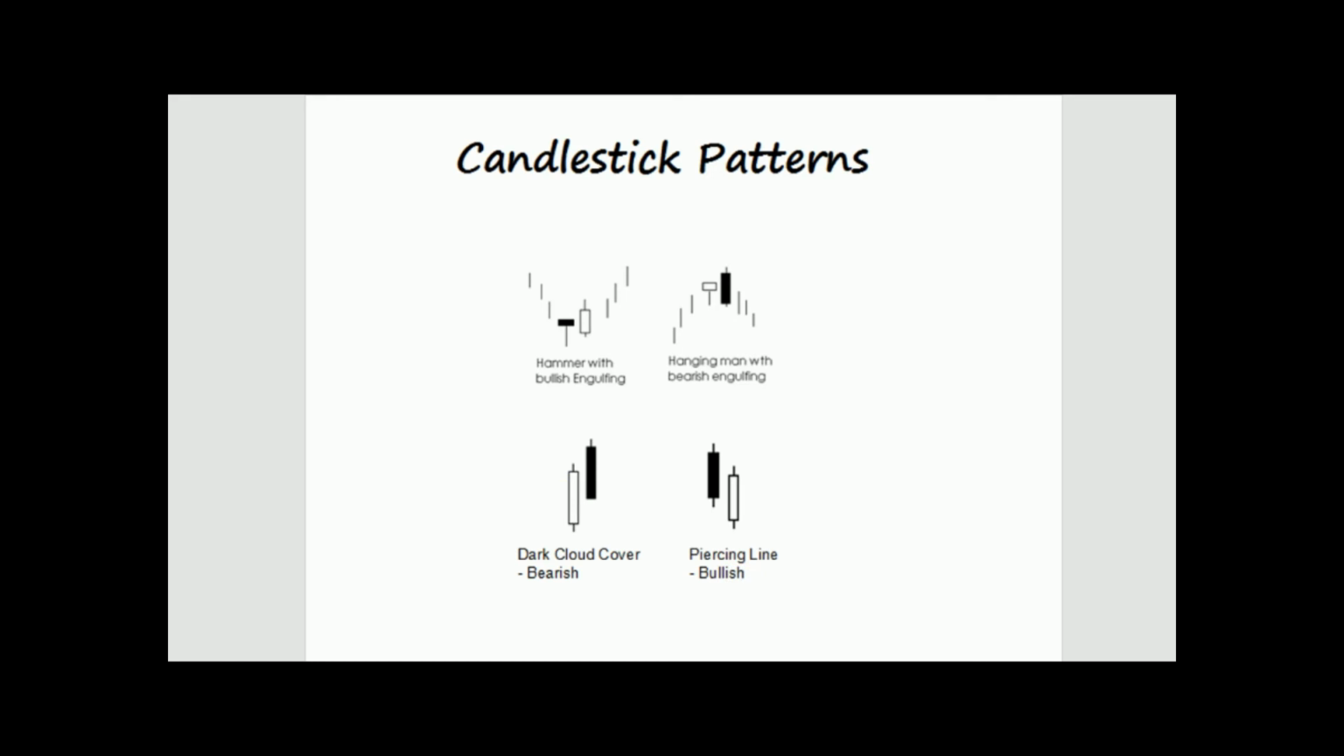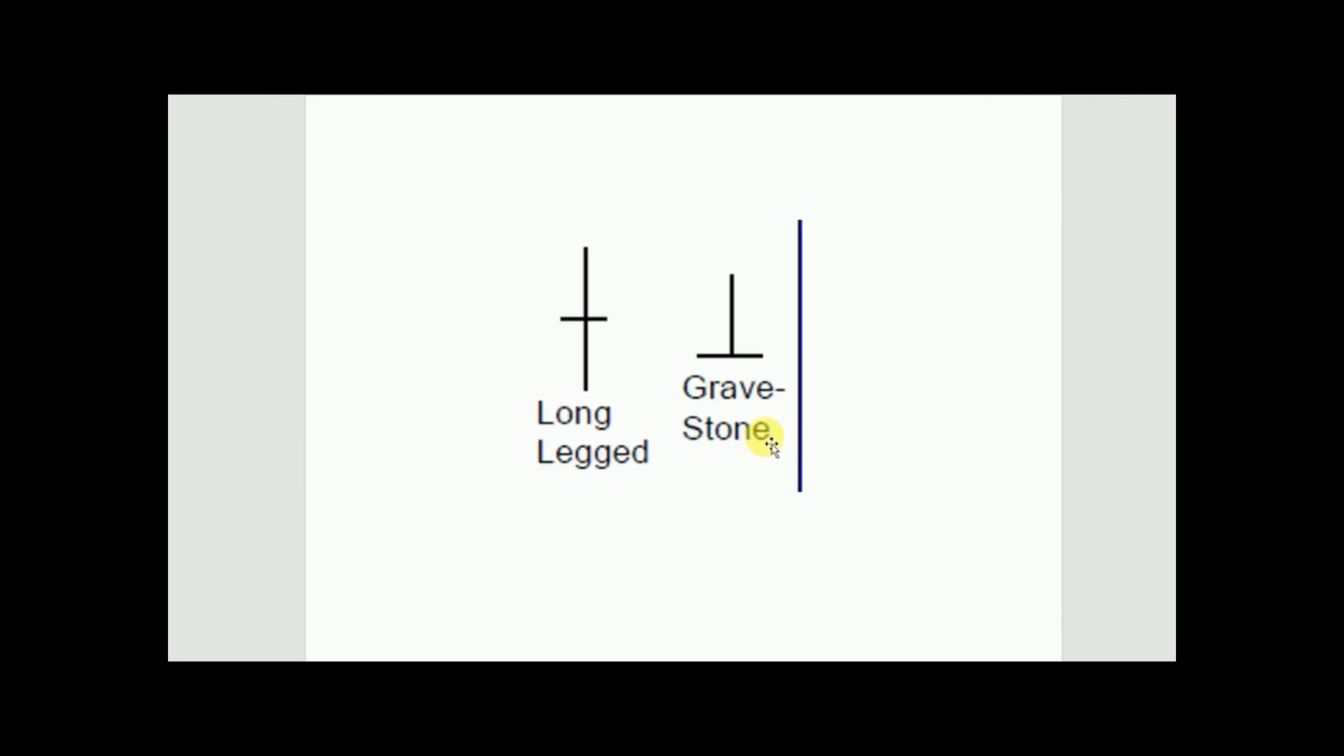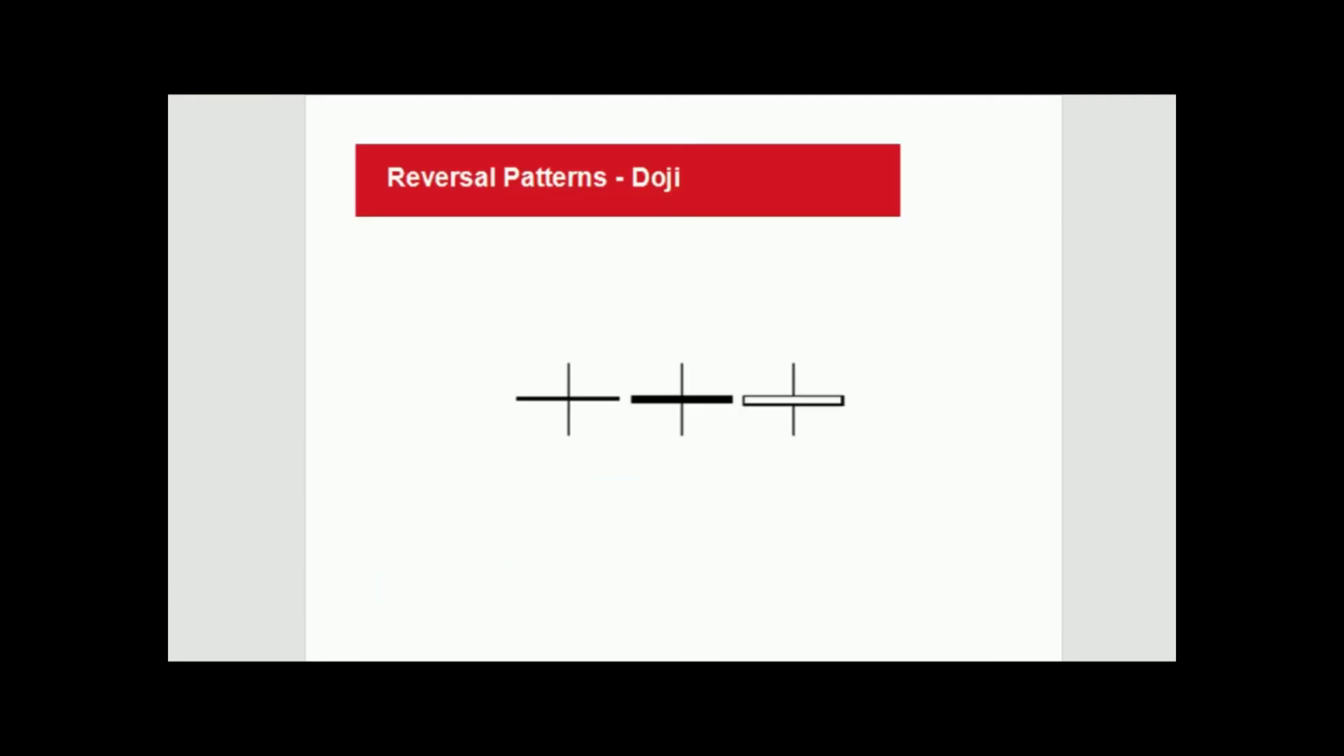So these are just some of the patterns of the Japanese candle. Doji: this is a session open and close. We talked about that. Usually it indicates uncertainty in the market. These are reversal patterns.